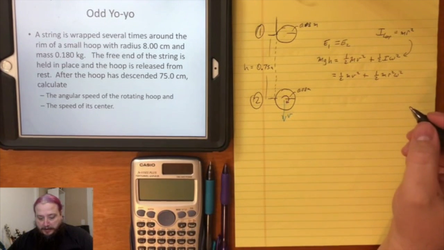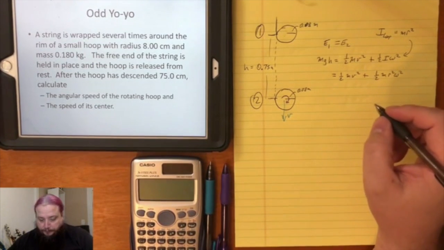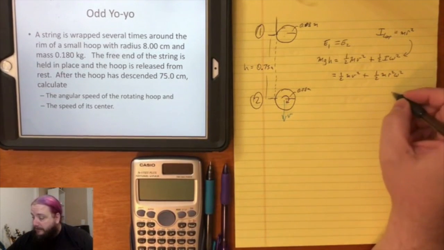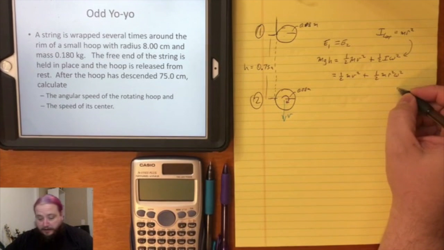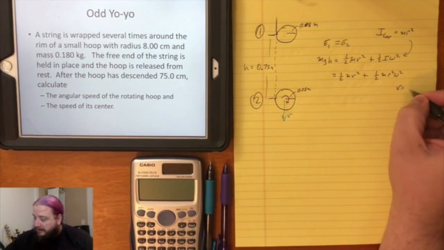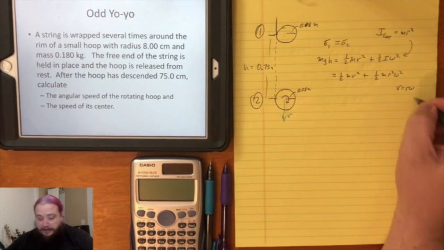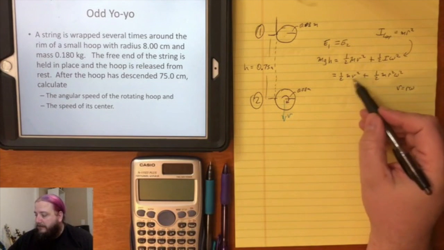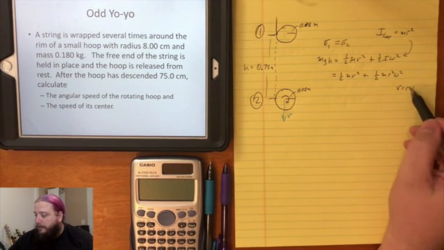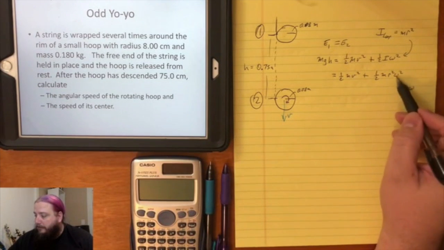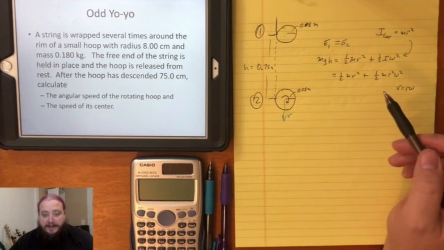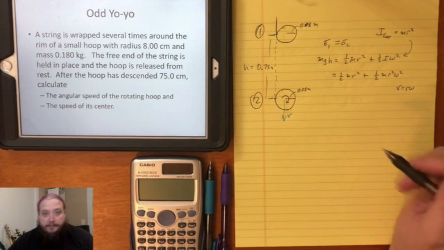And now we can apply a rolling without slipping condition, that v is r omega. And we can decide which one we want to apply it in. We can either replace v over here with r omega, or we can replace the r squared omega squared with a v squared. In this case, it's asking us to find the angular speed first.